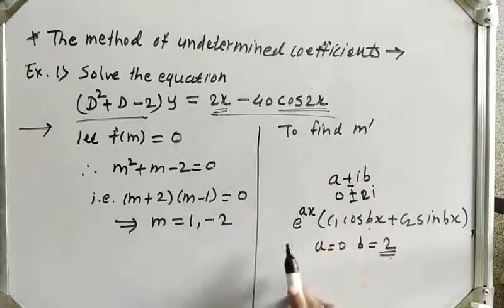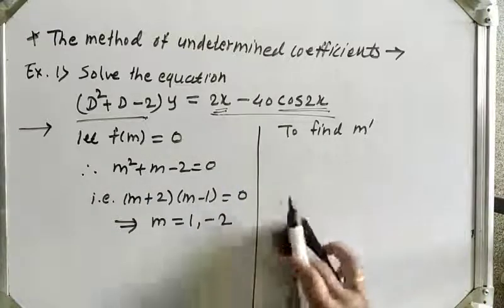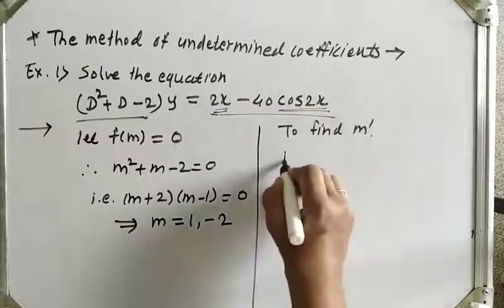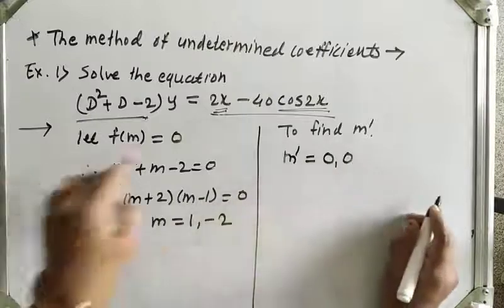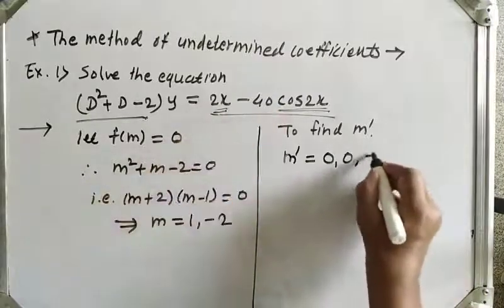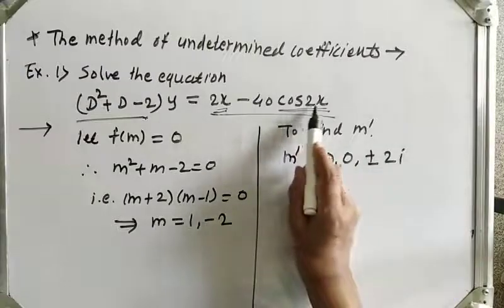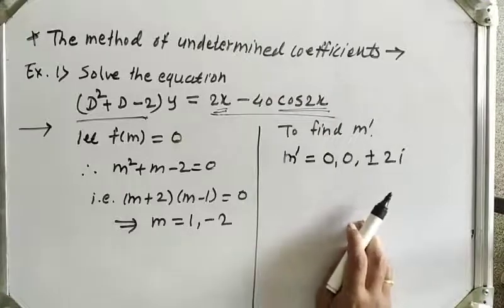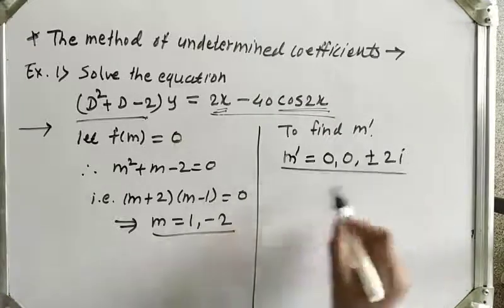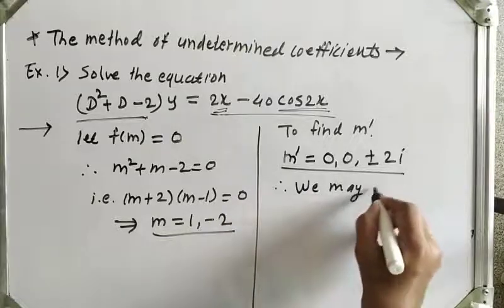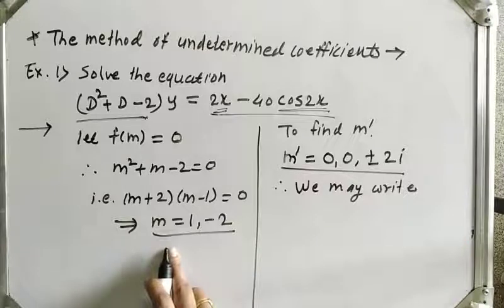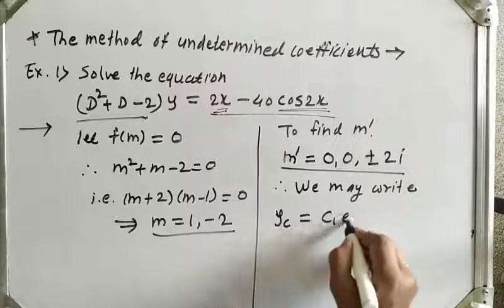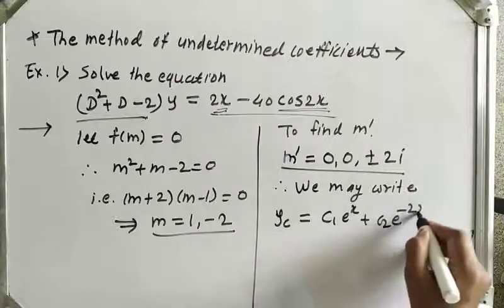How to find m dash? So from this 2x, we will write m dash is 0, 0 from this 2x, and plus minus 2i from this cos 2x. So this is m dash. Now next step, we get m dash. Therefore from this m we may write the complementary function yc is equal to, it is 1, -2, so c1 e^x + c2 e^(-2x).